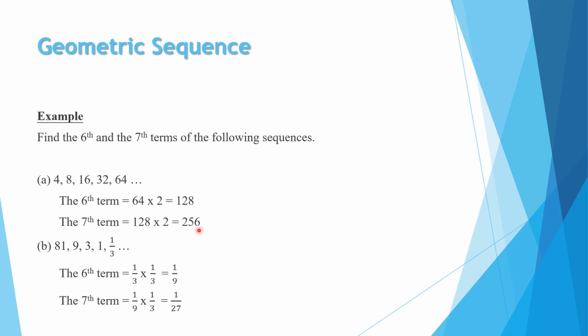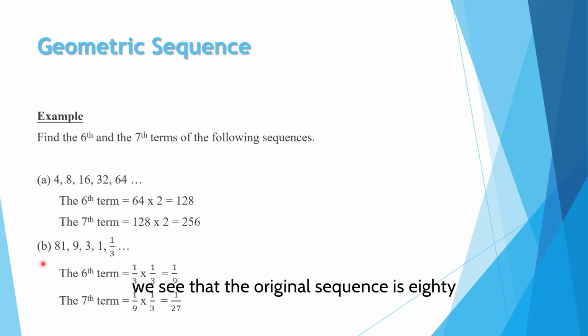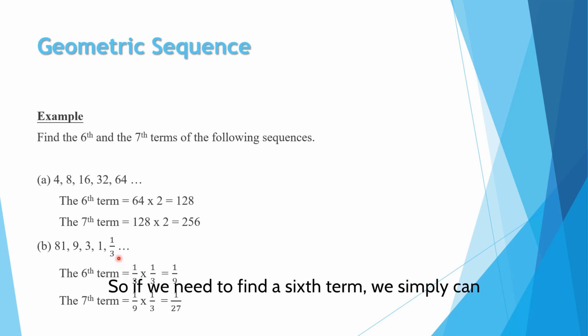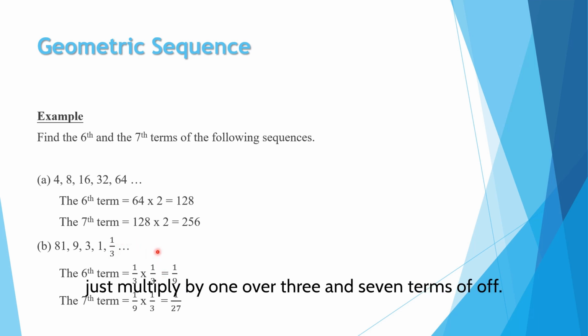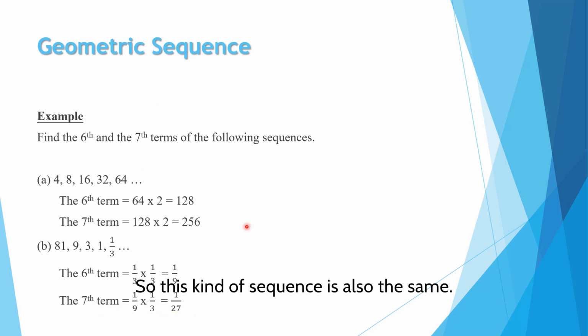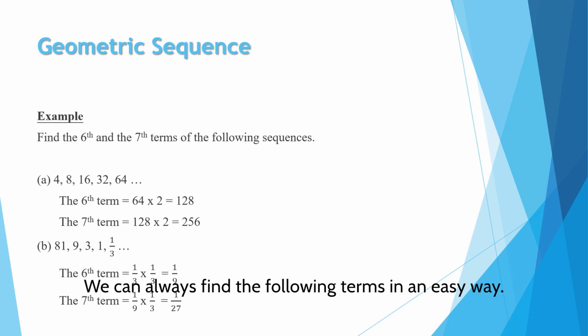And similarly here for part B, we see that the original sequence is 81, 9, 3, 1, and 1 over 3. The ratio is times 1 over 3. So if we need to find the sixth term, we simply multiply by 1 over 3, and the seventh term and so forth. So this kind of sequence is also the same. We can always find the following terms in an easy way.